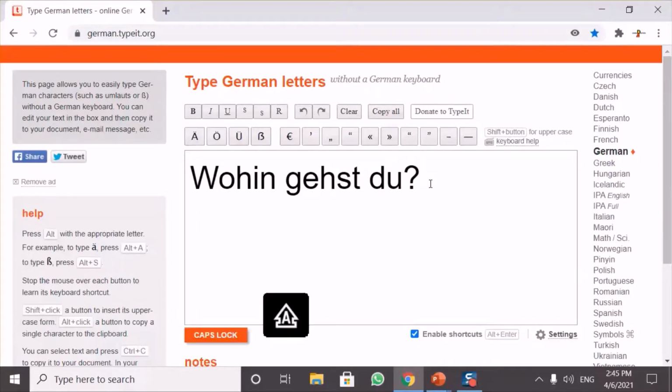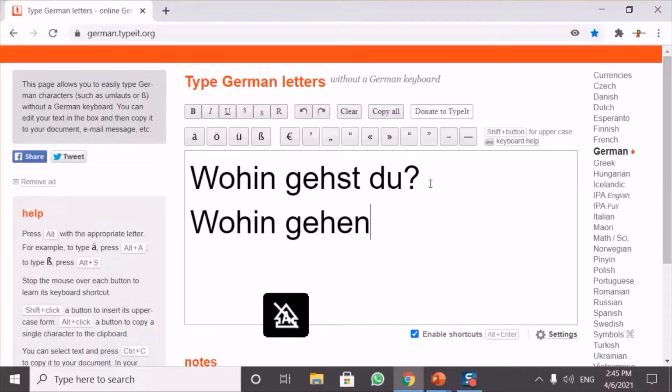Otherwise, if you're asking someone you don't know well, someone who is senior to you in position, or someone who is older than you, for example, or someone you have met for the first time, some stranger on a street, for example, then the question will be wohin gehen Sie, where Sie is the form of you that is used to address someone formally.